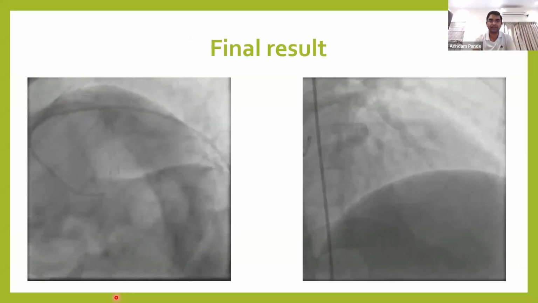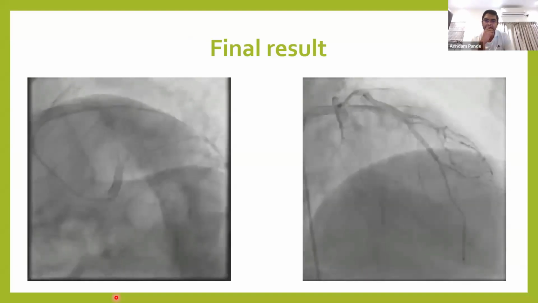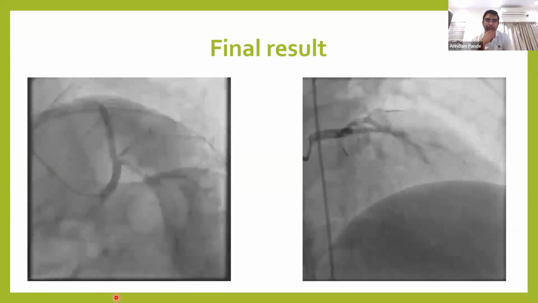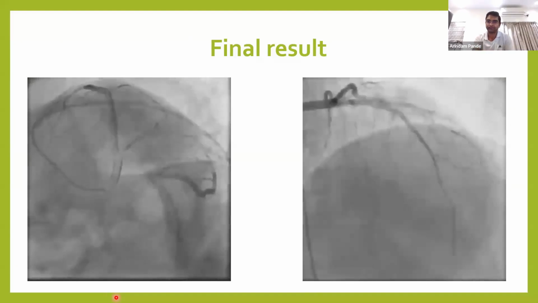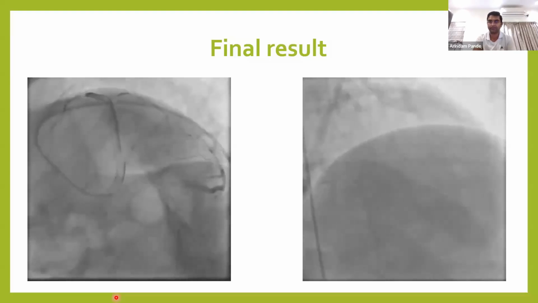The circumflex was flowing. The ramus had some issues, but it was not a very big ramus. So we thought, as it is a flowing vessel, we will not do further things. And this was the final result. You can see the large LAD has opened.